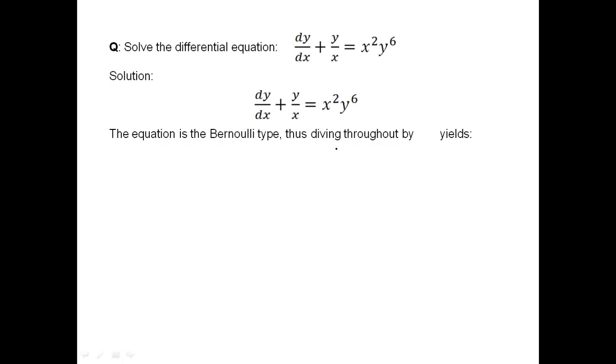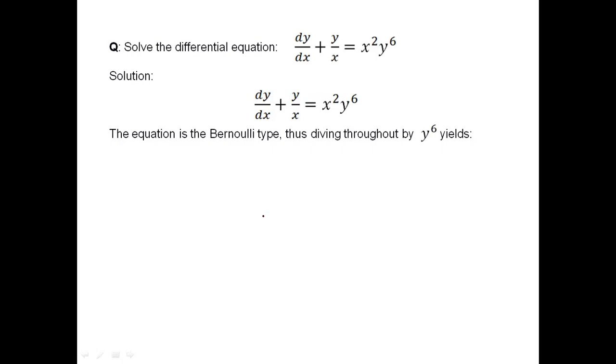Okay, so now let's see if we can apply this procedure. Solve the differential equation dy over dx plus y over x is equal to x squared y raised to the power 6. So this equation, luckily, is already in the Bernoulli format. You've seen the y is being raised to the power 6. So for the solution, first we divide throughout by y raised to the power 6.